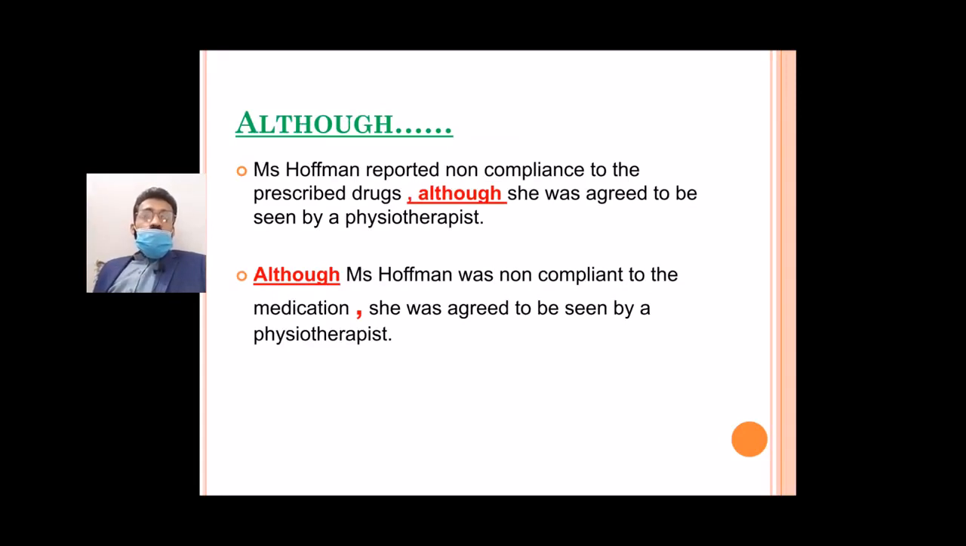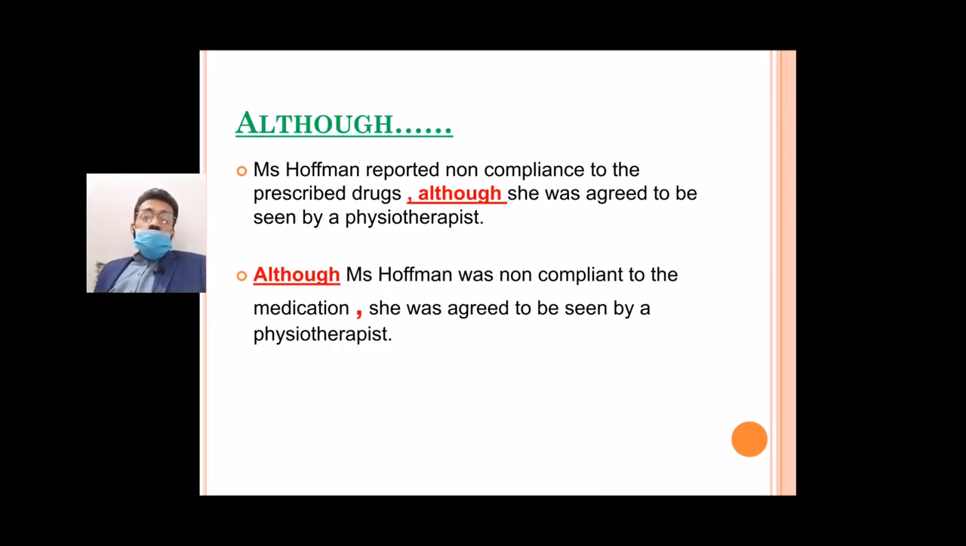And now another important connector linking word is "although". If you want to mention "although" between the sentence, this is very important: you have to put a comma before "although", not after "although". Like: Mrs. Hoffman reported non-compliance to the prescribed drug, although she agreed to be seen by a physiotherapist.